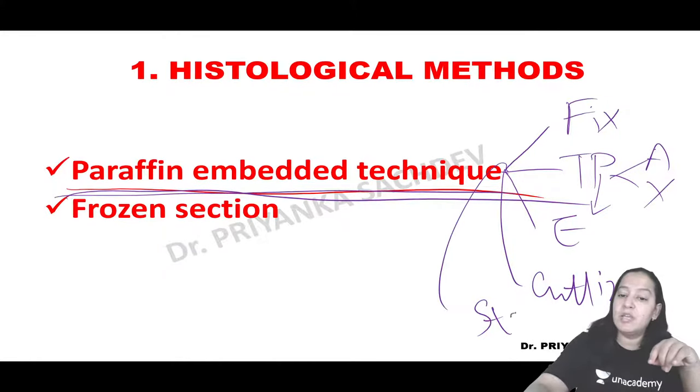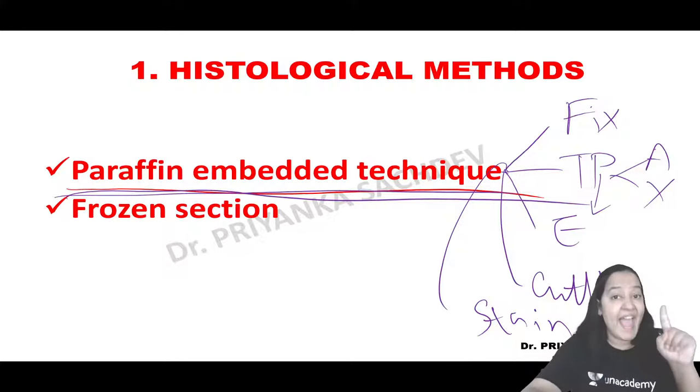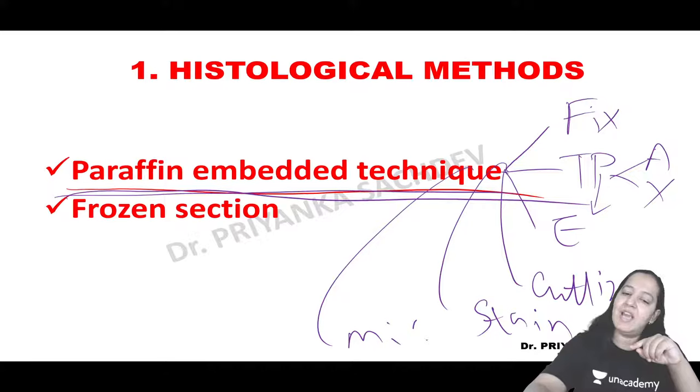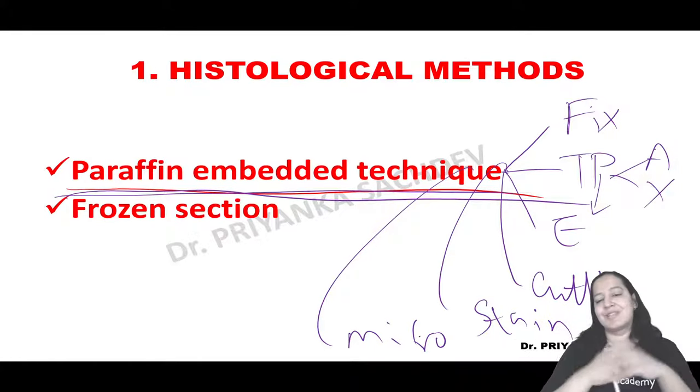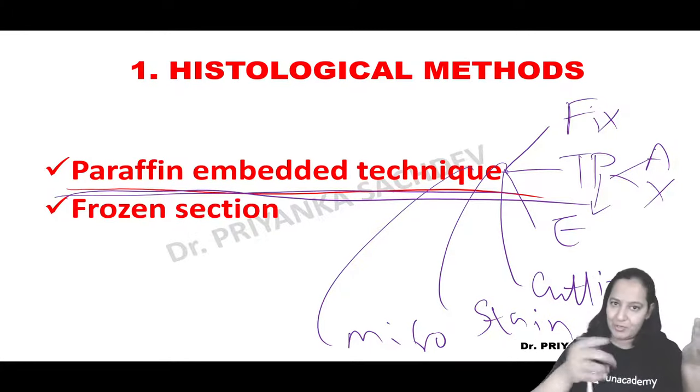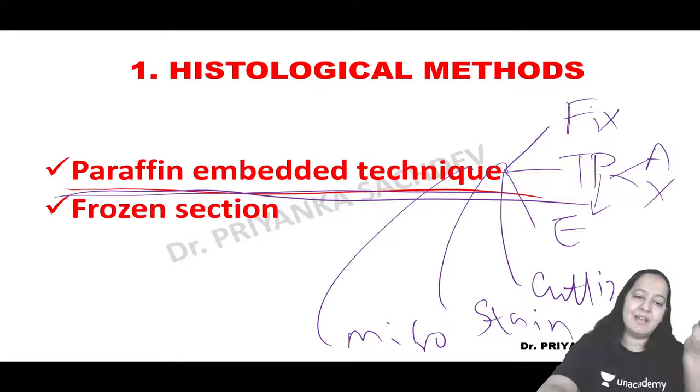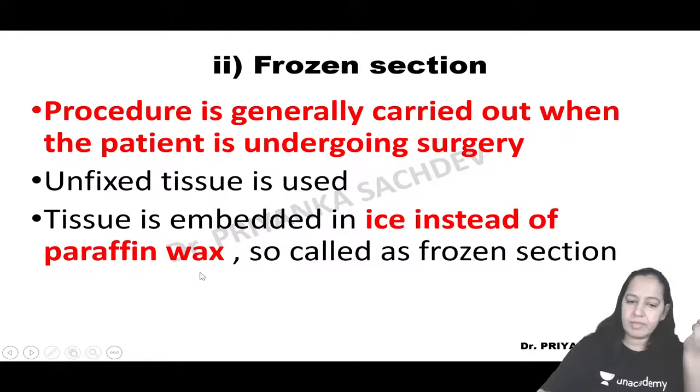The next step is staining. You do staining with what? Staining with H&E, hematoxylin and eosin. And the last is microscopy. You see it under the microscope. Of course, a pathologist is required for it. And you do the reporting. Based on the features, you decide whether it is benign, whether it is malignant, whatever it is. You do your reporting. And that is done.